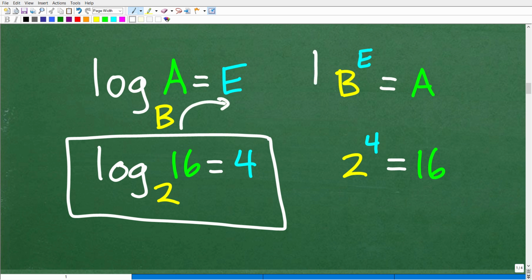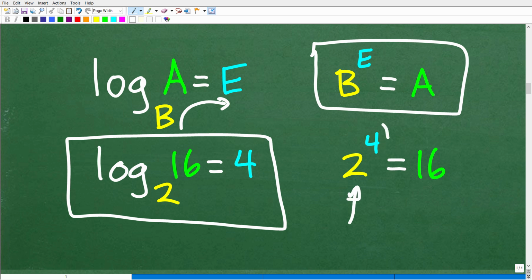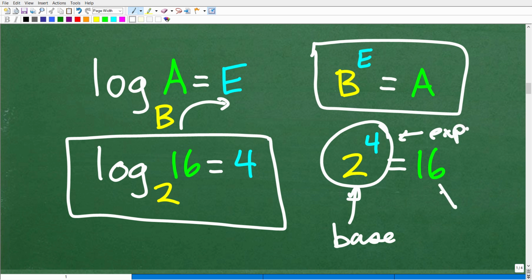So what I'm talking about here is the following. I'll get back to this in a second. The B is a base. So let's just look at this right here: 2 to the 4th power. Where's the exponent and where is the base? Well, the big 2 down here is the base. The little 4 up here is the exponent. And the answer, when I take 2 to the 4th power, is 16. So a base to an exponent is equal to the answer, right?